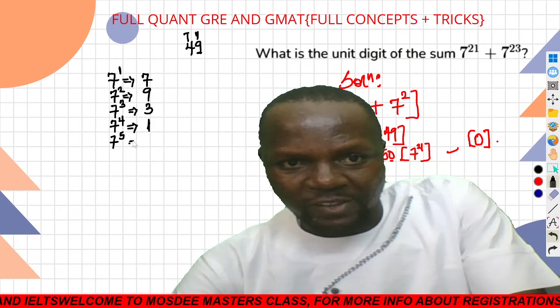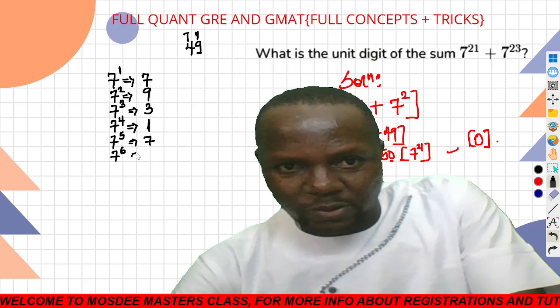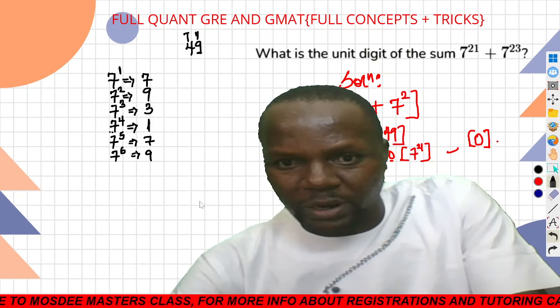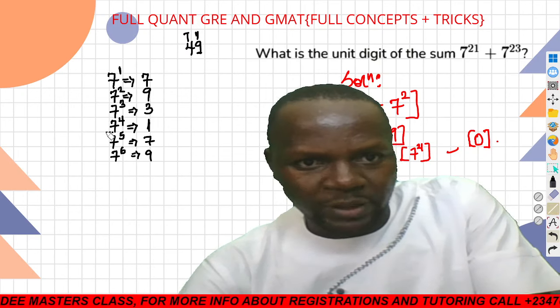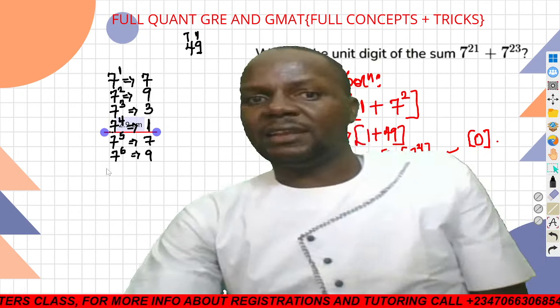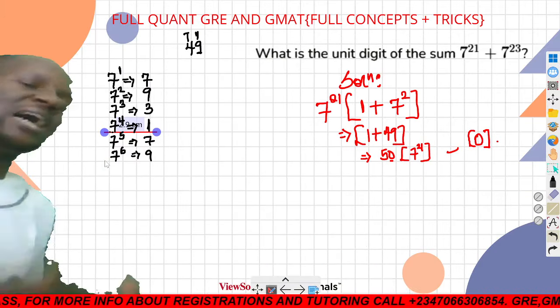Then the pattern will follow the same thing with the 7, I'm sure. 7 raised to power 6, we have a unit digit of 9. So the pattern repeats here. That's what I'm talking about. So that means if I continue, it will follow the pattern of 7, 9, 3, 1, 7, 9, 3, 1, in that pattern.